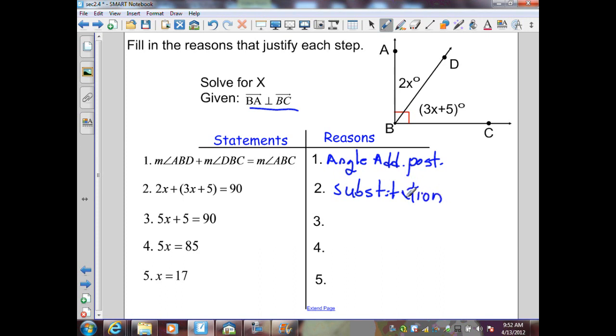Now we're going to proceed through the problem just like an algebraic equation. Therefore, what I'm going to do is combine like terms, and in place of these two elements, I'm going to put in 5x plus 5, combined like terms. But we're going to call that substitution. To go from step 3 to step 4, they subtracted 5 on both sides. That's the subtraction property of equality. And to go from step 4 to step 5, they divided by 5 on both sides and got x equal to 17. And that would be the division property.